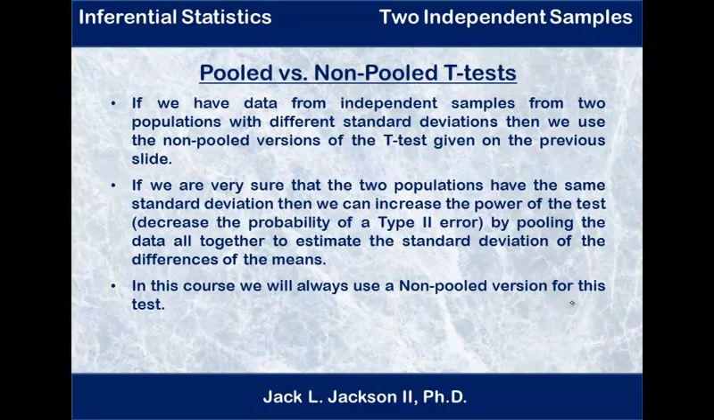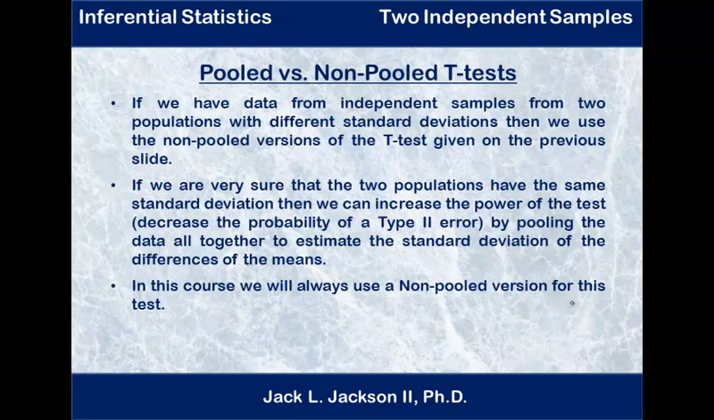However, if we're very sure that the two populations have the same standard deviation, then we can increase the power of the test, in other words, decrease the probability of a type 2 error, by pooling the data all together to estimate the standard deviation of the differences of the means. So there's a different formula for the standard deviation if you pool them all together and figure that there's one standard deviation overall, and the degrees of freedom is a little bit different formula. In this course, we will always use a non-pooled version for this test.